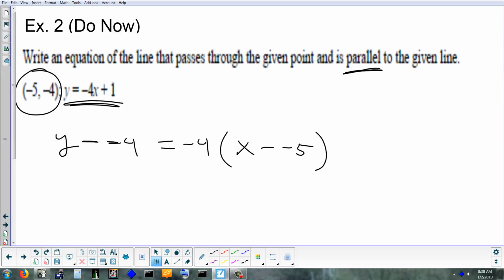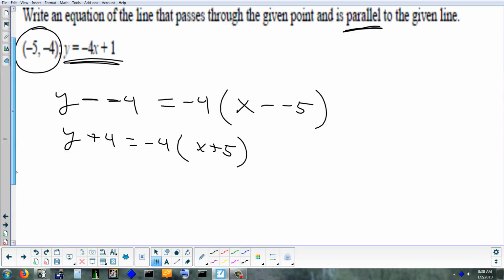Now, we kind of need to fix that a little bit. We just need to fix two things. Instead of y minus -4, what can you put? Y plus 4. And instead of x minus -5, x plus 5. There you go, x plus 5. Now, what format is that? What type of equation? That's point slope.